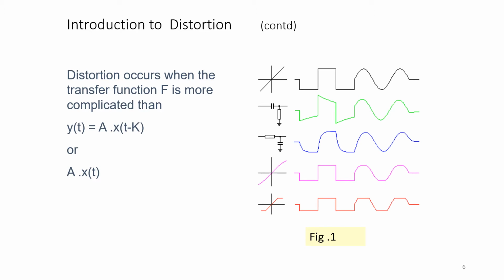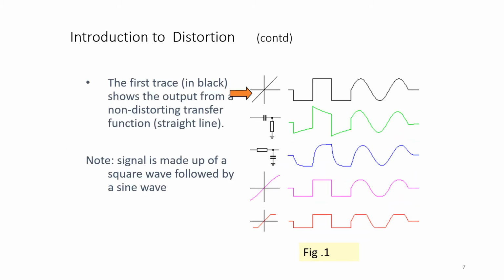Distortion occurs when the transfer function f is more complicated than y(t) equals a times x(t minus k). Here you see a square wave followed by a sine wave, a simple waveform, passed through different circuits or different transfer functions, and the distortion we observe in the waveforms. The first trace, in black, shows the output from a non-distorting transfer function, which is a straight line. The signal is made up of a square wave followed by a sine wave.